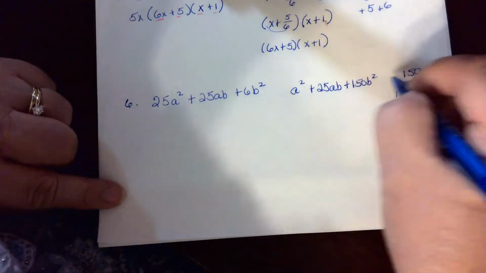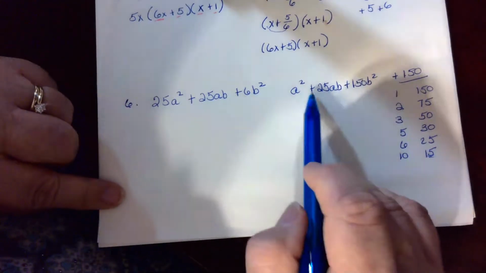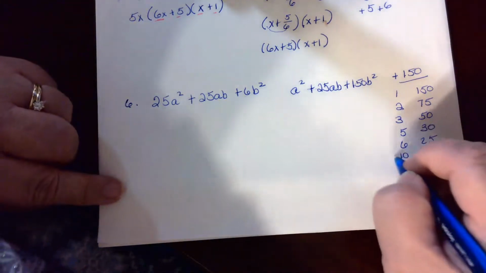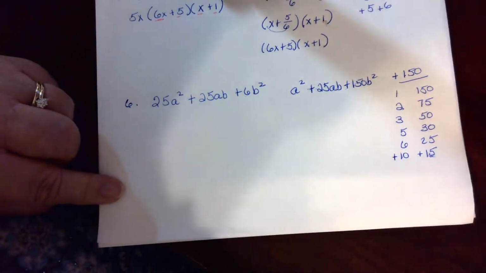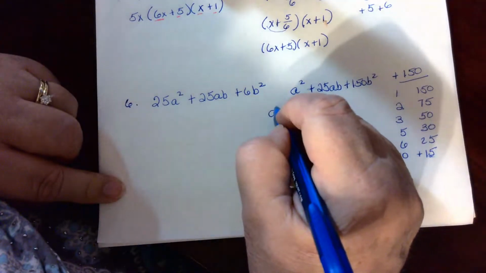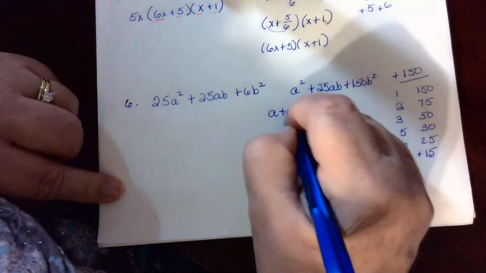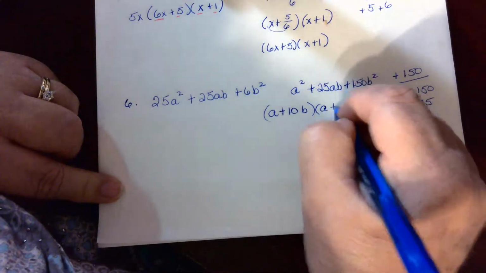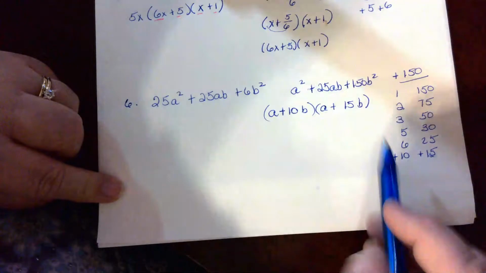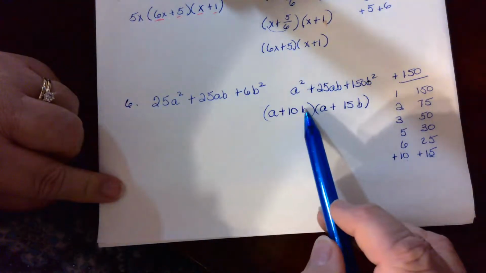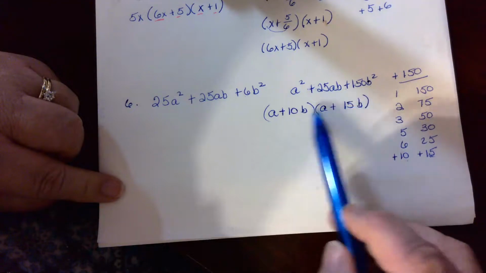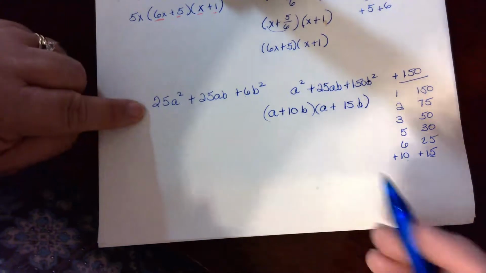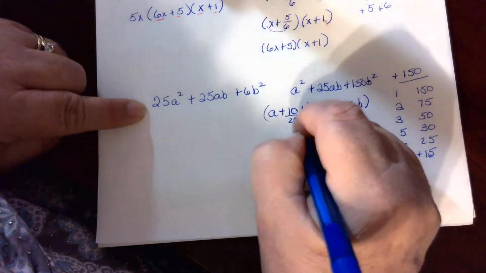Now, since it's positive, I'm looking for two positive numbers that I can combine to get 25. So that would be 10 and 15. So I'm going to do a plus 10b and a plus 15b. So if there's the second variable there, you just add it on to the end of these two factors. Next step is to divide by what I multiplied by. So I've got to divide by 25.